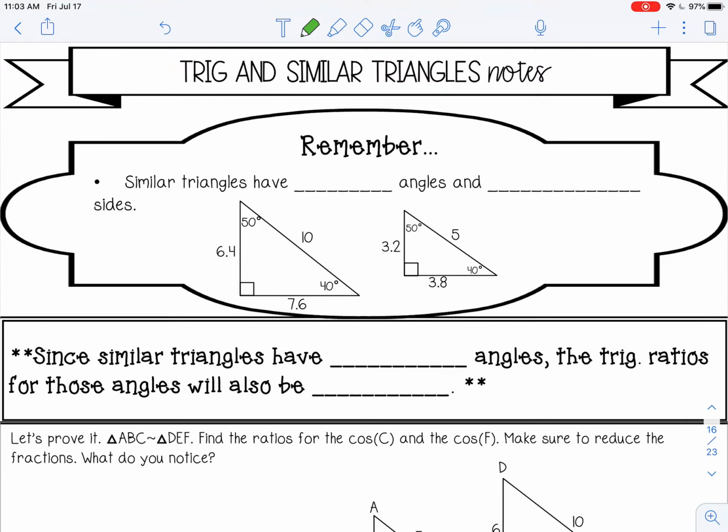Welcome to this lesson on trig and similar triangles. So remember, similar triangles have congruent angles and proportional sides. And similar means they're the same shape but different sizes, like a dilation.